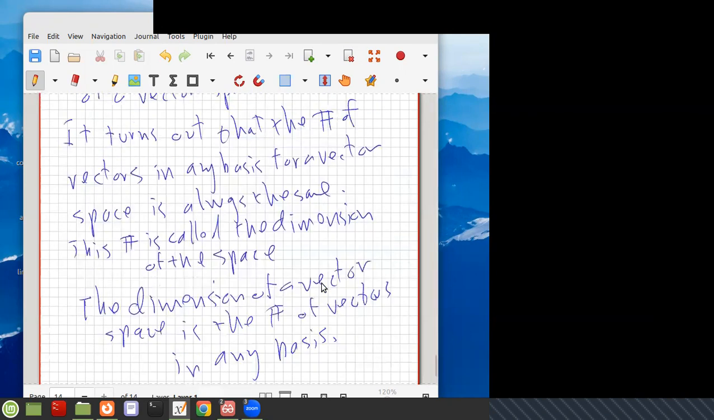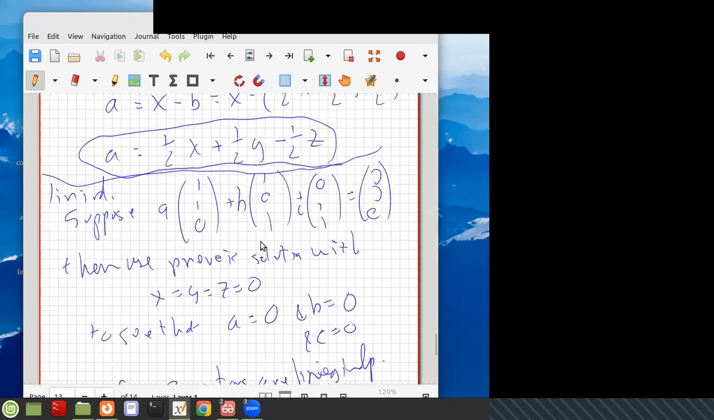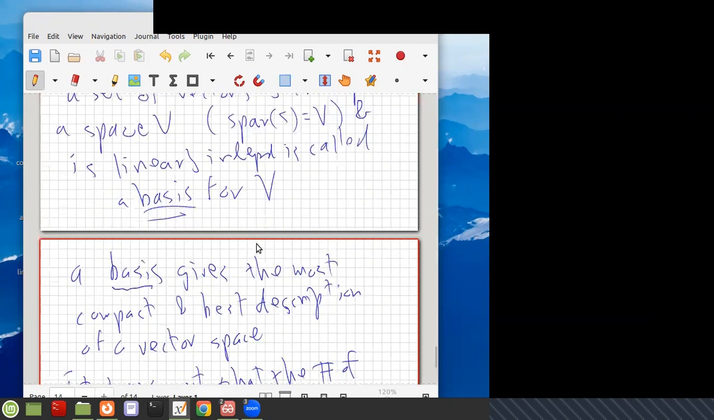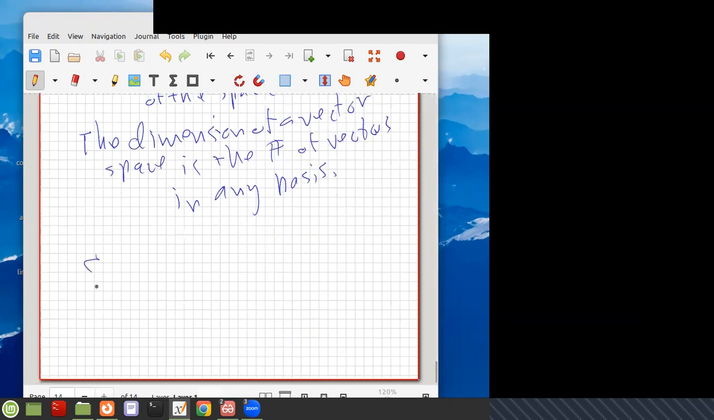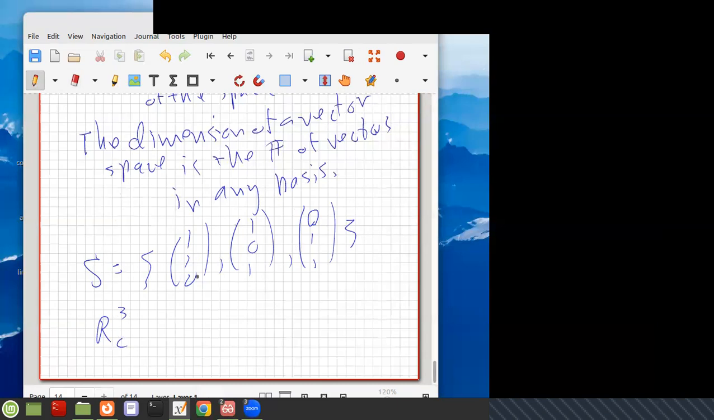So up above, we found that these 3 vectors, 1, 1, 0, 0, 1, 1, 1, 0, 1, span R^3 and are linearly independent. So the dimension of R^3 equals 3, because that's the number of vectors in the basis.